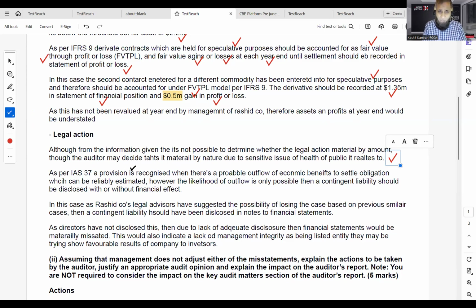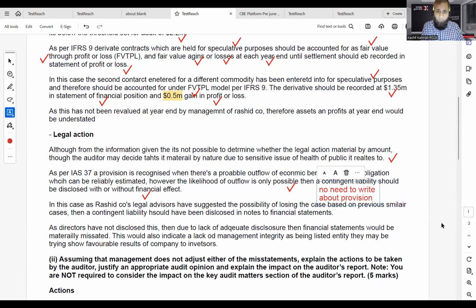As per IAS 37, a provision is recognized when there is a probable outflow of economic benefits which can be reliably measured. However, the likelihood of outflows is possible, so it is a contingent liability. I think the student just wasted time discussing the probable and possible. It was very clear. You could have written that as per the lawyer, it has a possible outflow, so it should be disclosed as a contingent liability. You could have saved time in para 2. So probably unnecessarily writing about provisions, right? No need to write about provision because it was very sure it was a contingent liability.